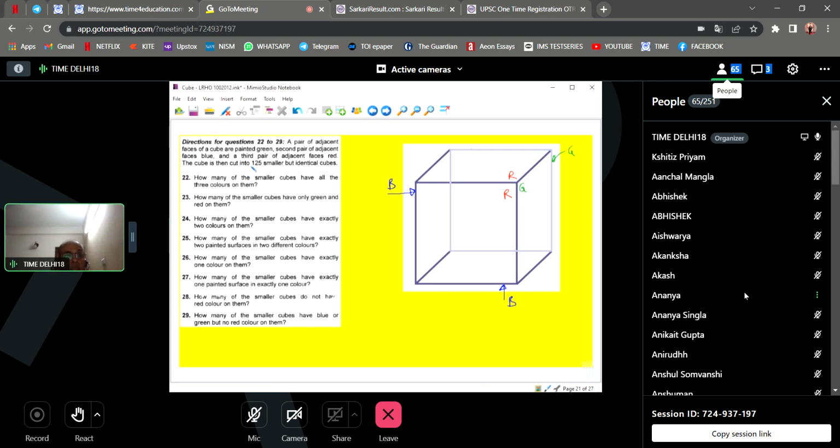Then the cube is cut into 125 smaller but identical cubes. Can I write this as 5 cube? The value of n is 5. Fine. 5, 5, and the height is 5. I hope this is clear to everyone.